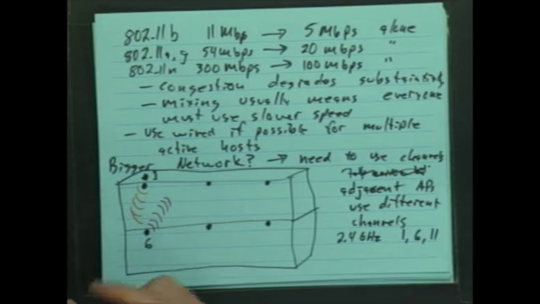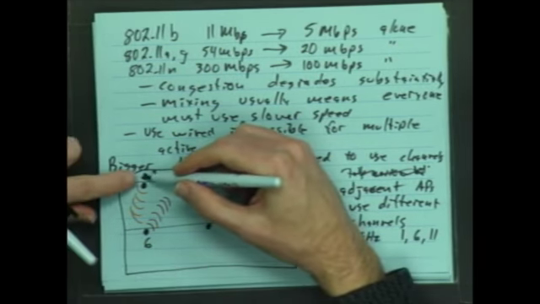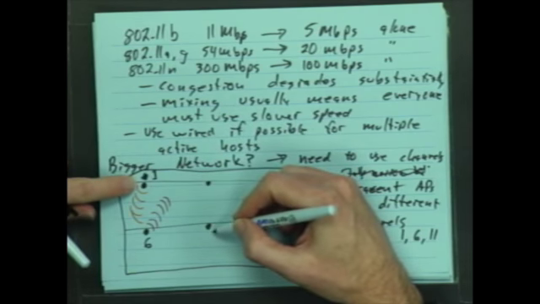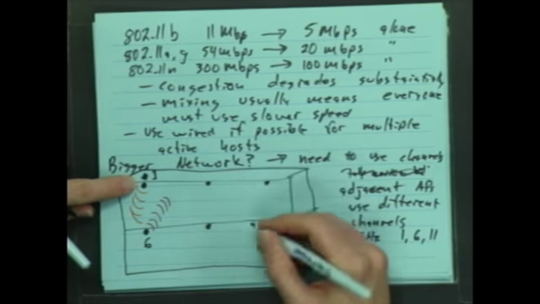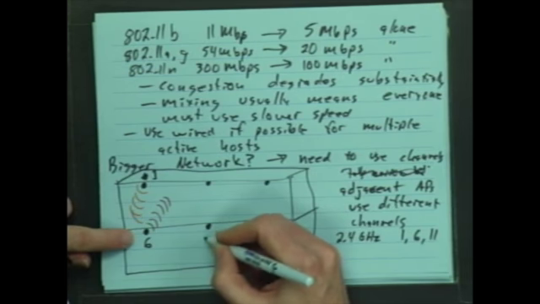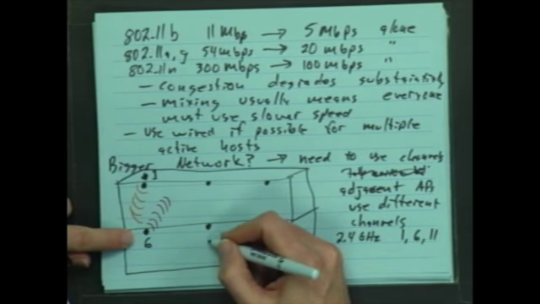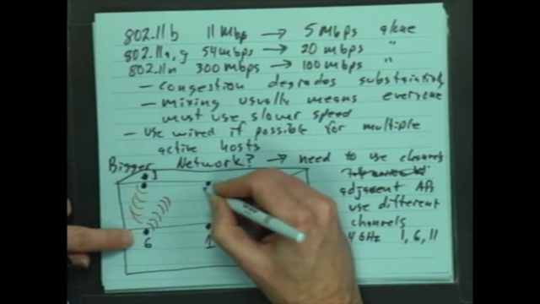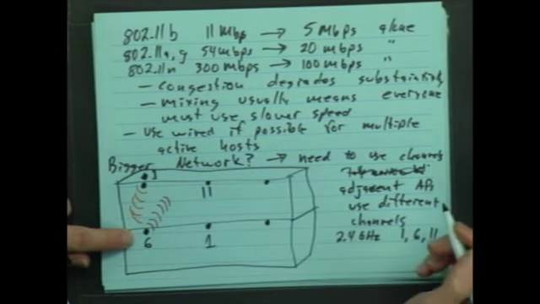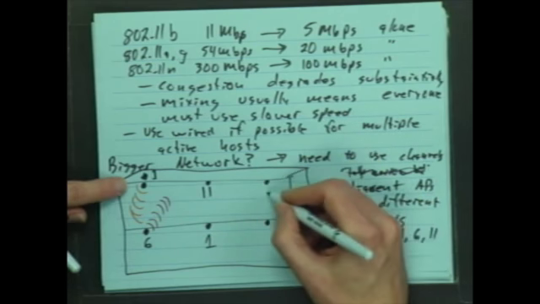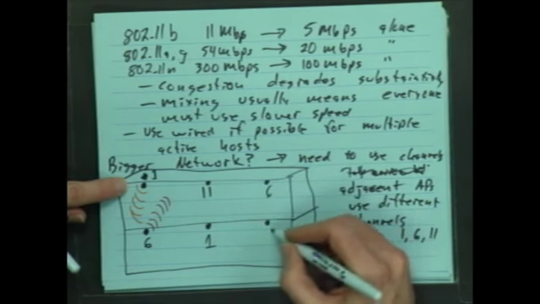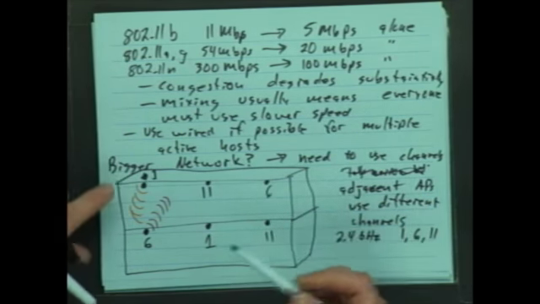Okay? When I get to my next one over here, I basically have a choice. I used 1 here. I could probably go 1, but it doesn't really matter. The problem is there's only 3, so that means I'm going to have to do 11 here. And let's do 6 here and 11 here.